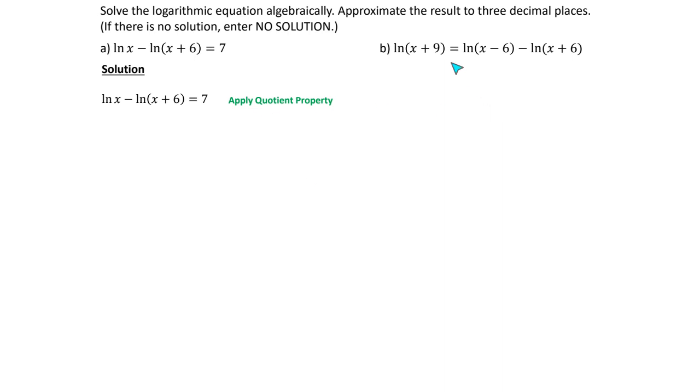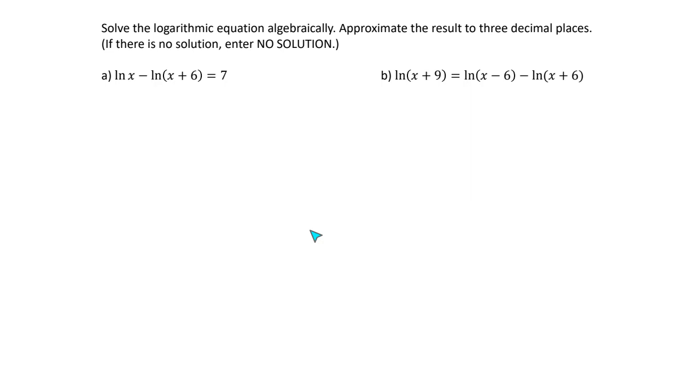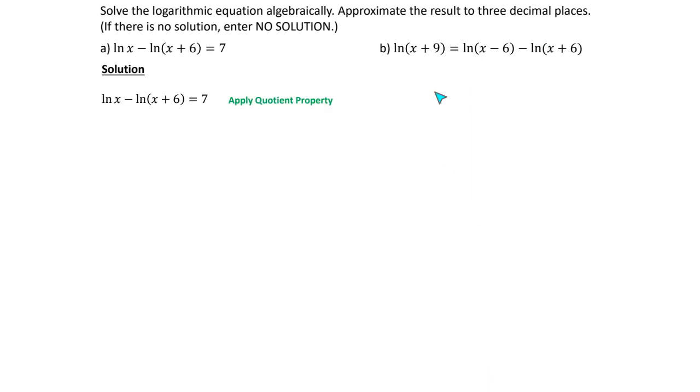So for B, notice we have some parentheses involved. So here they actually want us, okay, let me go back. So this right here is a little bit, I guess it's this one over here. So let's do this first and then we'll come back to this one. So natural log of x minus natural log of x plus 6 equal to 7. We want to solve for x.